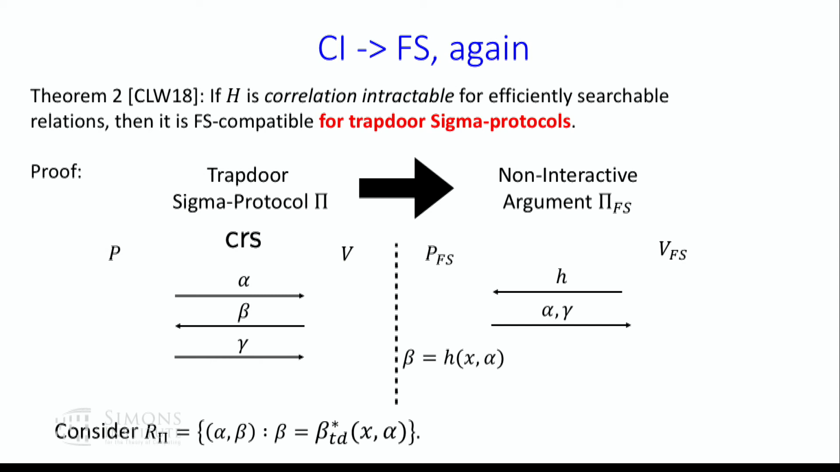And you can use this to directly argue the soundness of the Fiat-Shamir protocol, just using the correlation intractability of H for efficient functions. And now you've seen the entire proof. Like, in the slides, you've seen the whole proof.